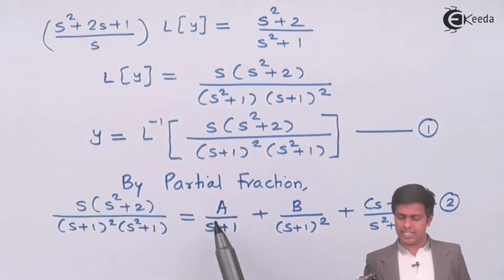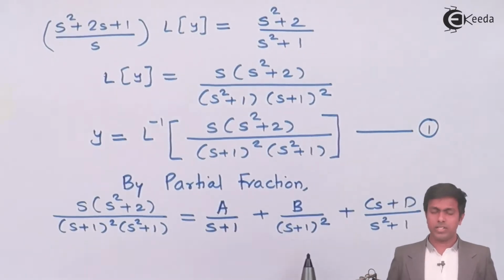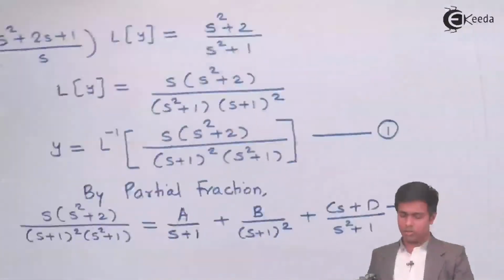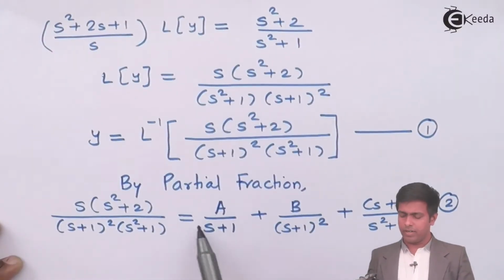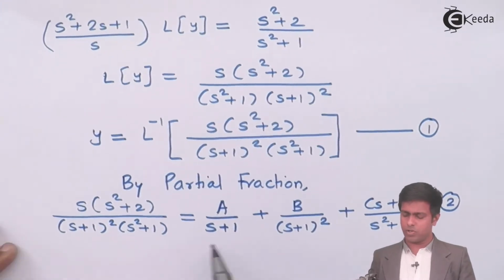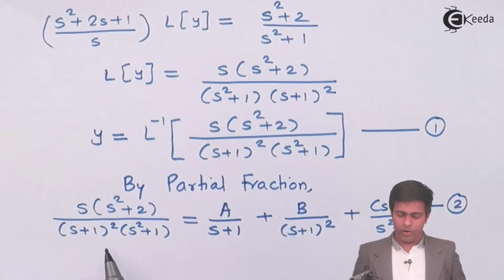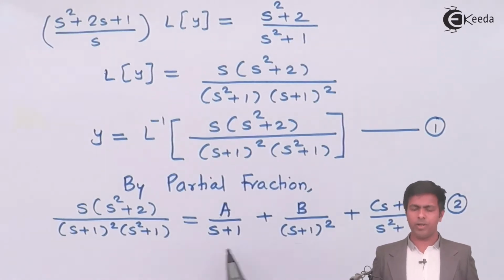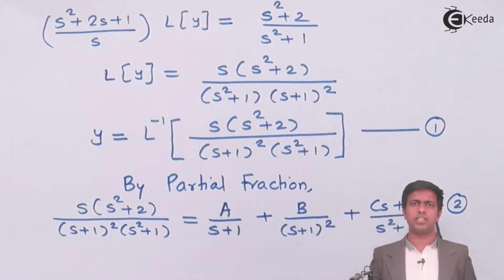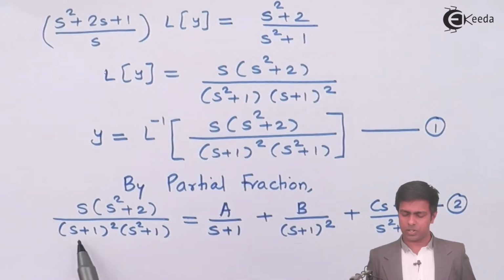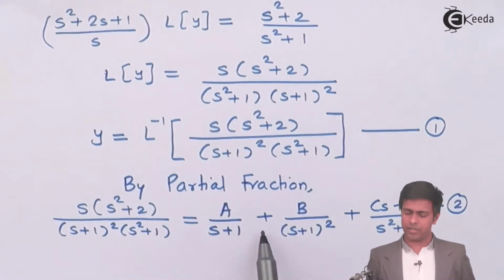So for that reason, I have to take the LCM on the right hand side. So what is the LCM of the RHS? Here, if you see the denominator, it will be (s+1)²(s²+1). Now we'll bring this denominator over here, or we'll make the changes in these A, B, Cs+D numerators accordingly. So what I'll do is, since this is the LCM, I'll multiply this term by (s+1), so that I can get (s+1)² and (s²+1), and with the same terms I'll multiply in the numerator.